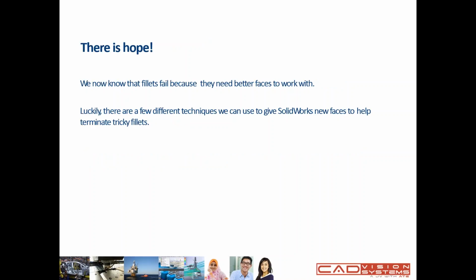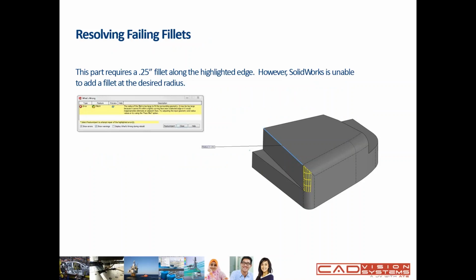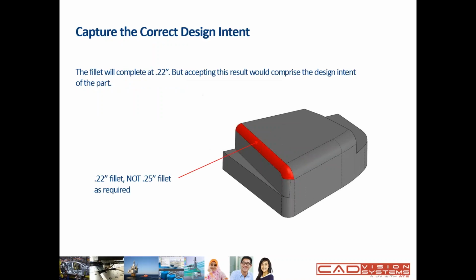So now I'm going to share with you some different techniques to handle tricky fillets. Even though we know the function and the concept, how do we handle this sort of geometry, which is very tricky? I'm going to share a few techniques. First one is a simple example. We're going to apply a 0.25 inch fillet along the highlighted blue edge that you can see. But when you go to add the fillet, it will fail. And why? Let's have a look.